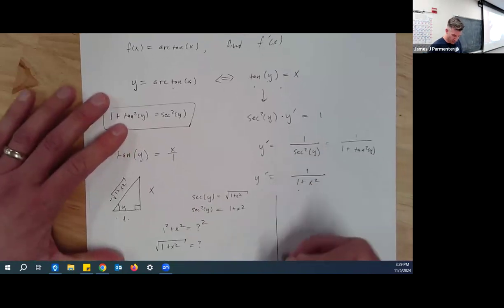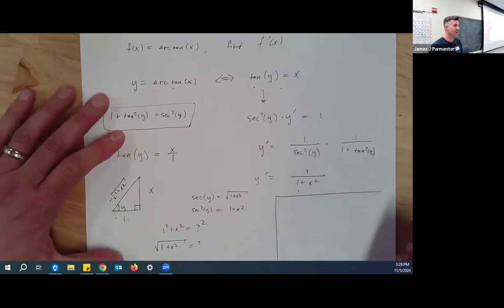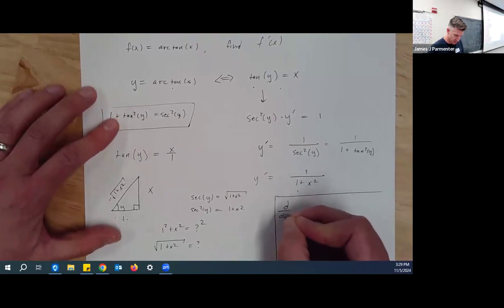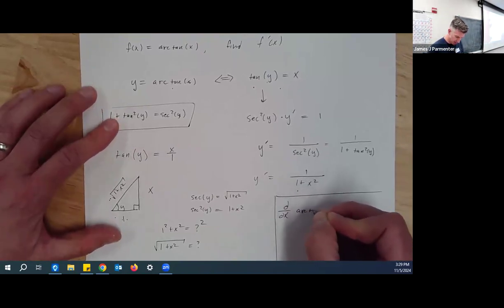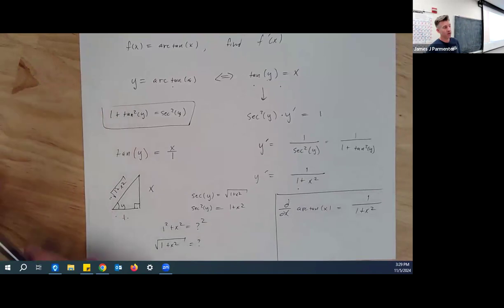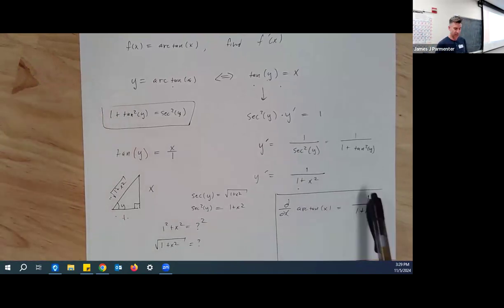So it is important, at least if not this quarter, certainly next quarter, to know that the derivative of the arctangent of x is equal to 1 over 1 plus x squared. And really it's important because next quarter, when you are asked to find the antiderivative of 1 over 1 plus x squared, you will need to know that it's the arctangent of x.